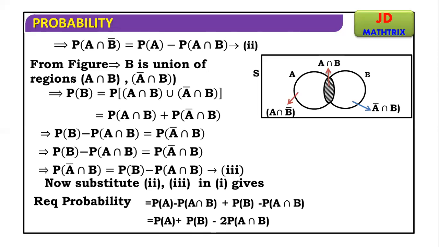So the set theoretic notation is A intersection B bar or A bar intersection B. Then the probability of the union of the two events is P of A plus P of B minus 2 into P of A intersection B. We can also use this formula to find exactly one of the events happening.